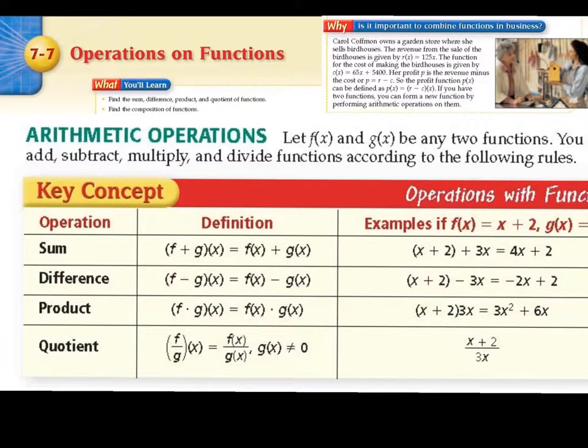They have defined f plus g of x as f of x plus g of x, so just add and combine like terms. The difference, f minus g of x, you subtract and combine like terms. Product, f times g of x is the same as f of x times g of x. You're going to use the distributive property. And quotient, f divided by g of x is the same as f of x divided by g of x, where g of x cannot equal 0.